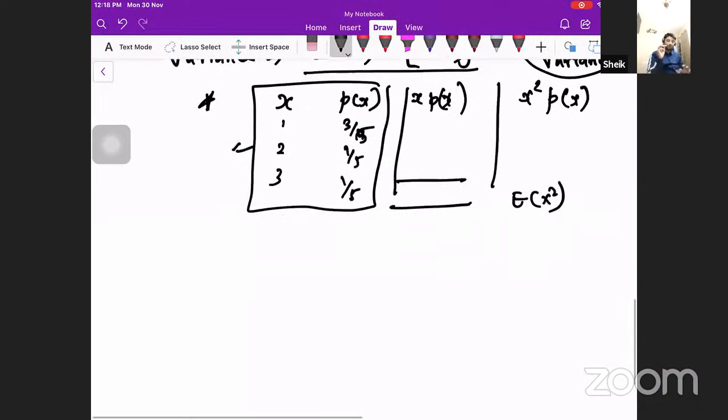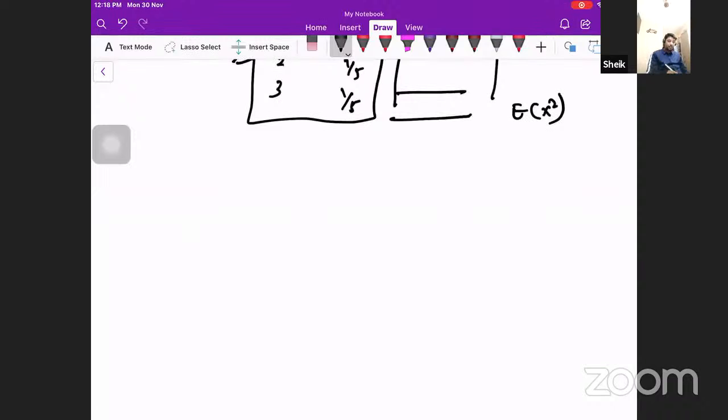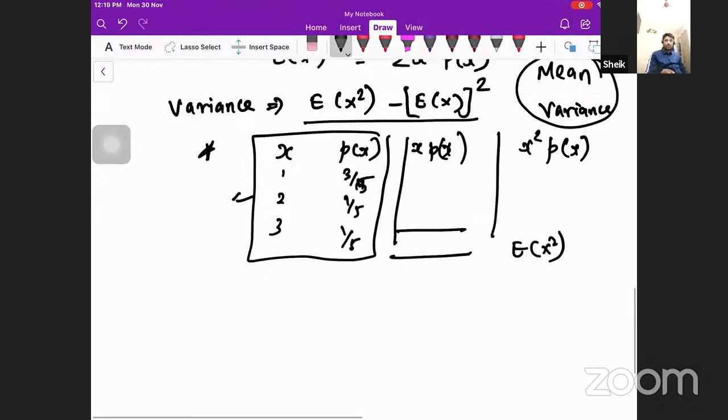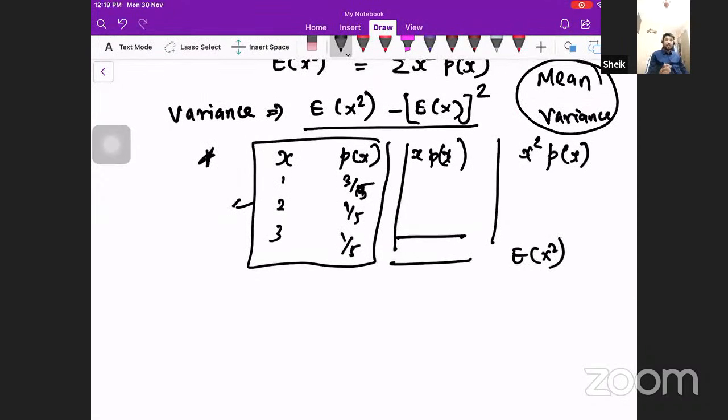Okay, fine. So mean we learned, variance we learned, and the type of problems they can ask if the table is given. If the table is given, then directly I can find the mean and the variance.